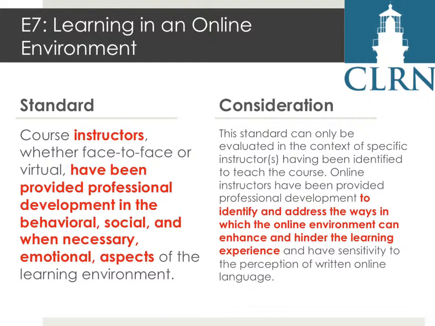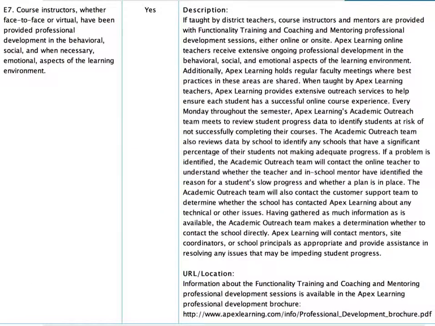Standard E7, Learning in an Online Environment, recognizes that online learning poses difficulties for many students. The standard asks whether teachers have been provided training in the behavioral, social, and emotional aspects of learning online. In the consideration, we ask that the professional development identifies and addresses the ways in which online environments can enhance or hinder the learning experience. We ask publishers for both a description and URL or location where we may verify training resources, agendas, or schedules.